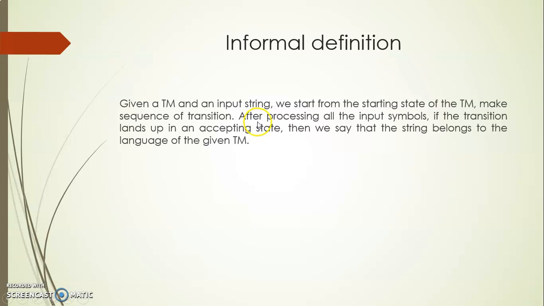So given a Turing machine and an input string, we start from the starting state of the Turing machine. We make a sequence of transitions. After processing all the input symbols, if the transition lands up in an accepting state, then we say that the string belongs to the language of the given Turing machine. This is the reason why we write the transition function only for the correct states. We need not worry about all the wrong states. Why? Because when I find an input symbol that is different from the language accepted by the particular mathematical model, automatically it lands up in a non-accepting state. I can accept a string only if it lands up in an accepting state. So this is just an informal definition, given just for understanding purposes.